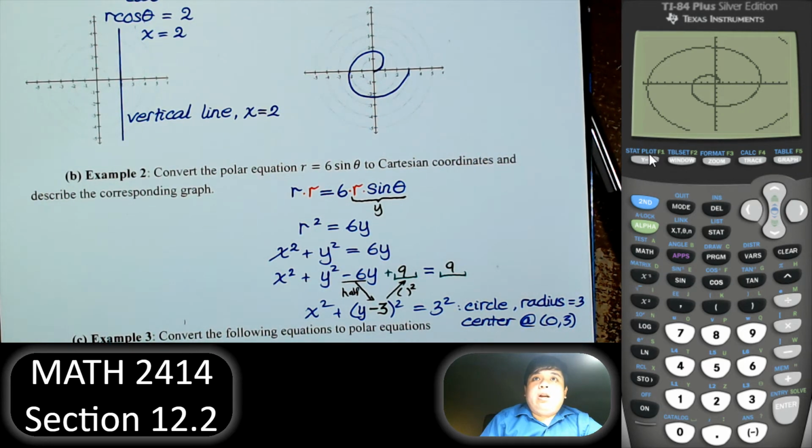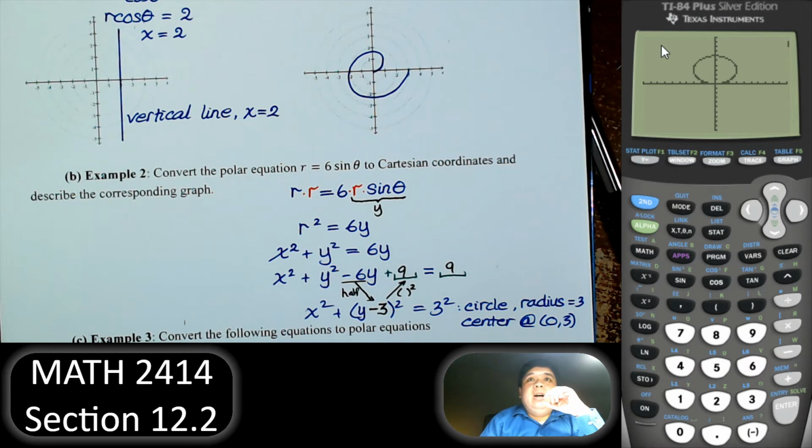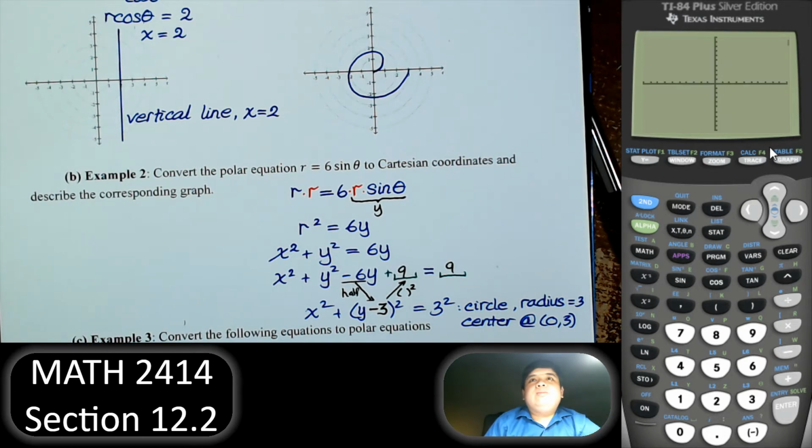Right, we can of course graph it. 6 sine theta. So that is the circle. Because in the calculator, the width is longer than the height. The reason it's still running is because we let it go from 0 to 5 pi. So if we just want one revolution, 0 to 2 pi.